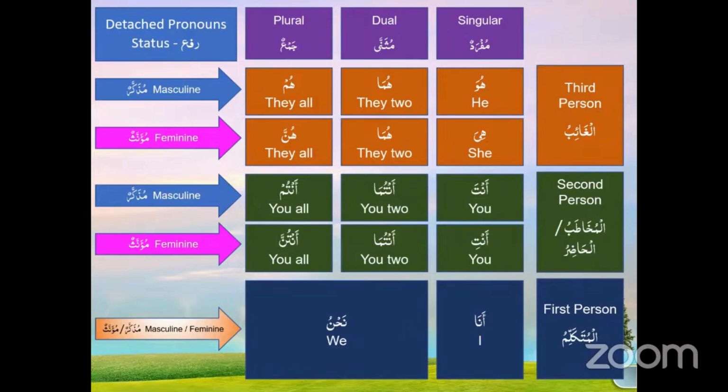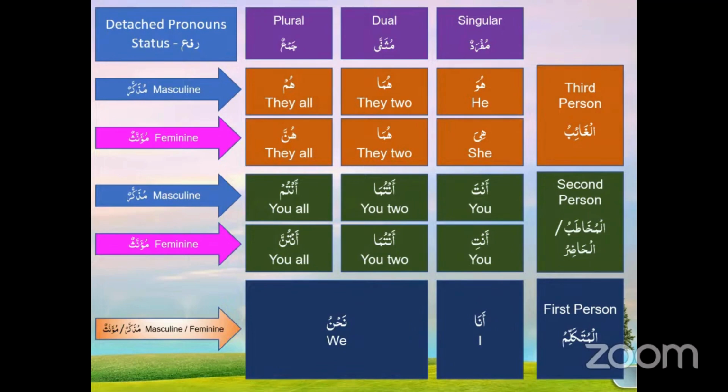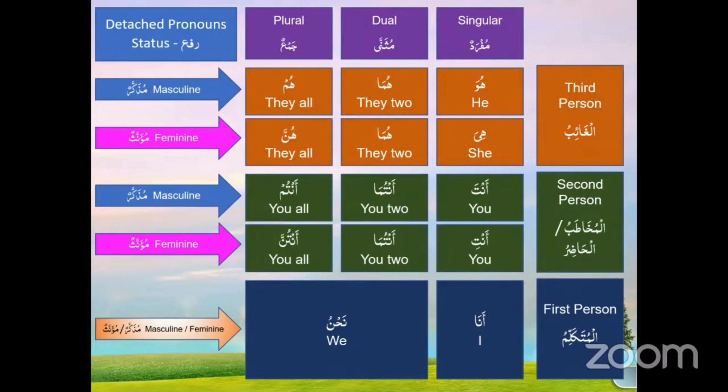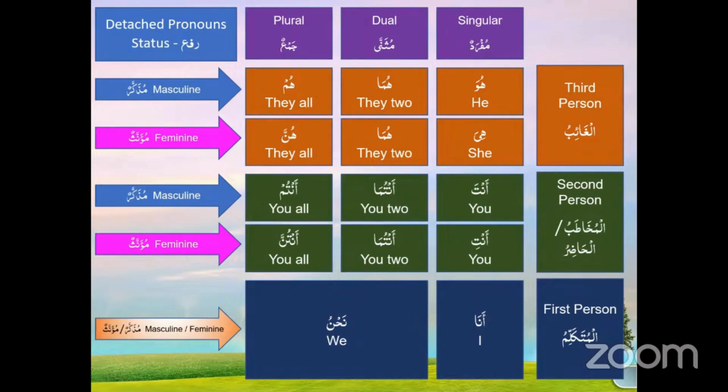No. These are the rafa pronouns. What are the status of these pronouns? Marfu, rafa. Okay, if they are rafa and if they come in a verbal sentence, what will be their role? They will be the fail. Agree? You guys with me so far? Yes. Okay, good.